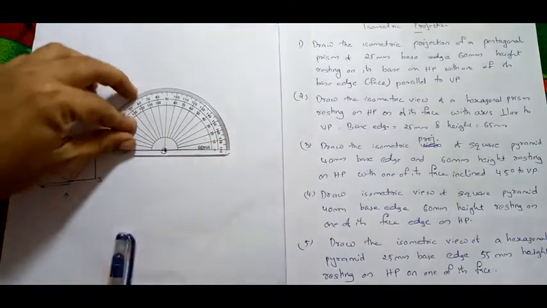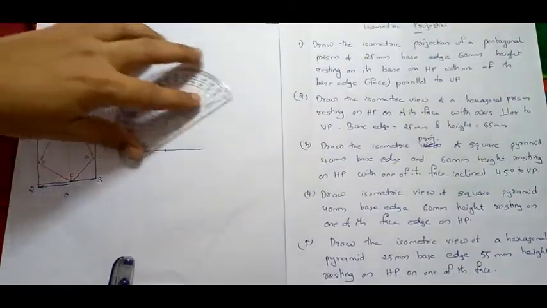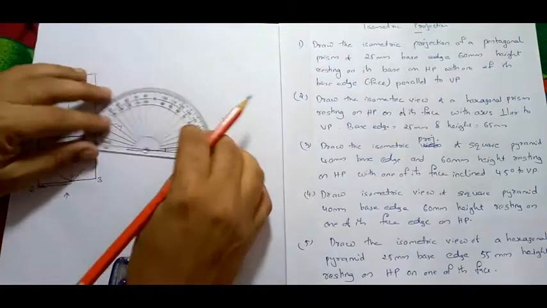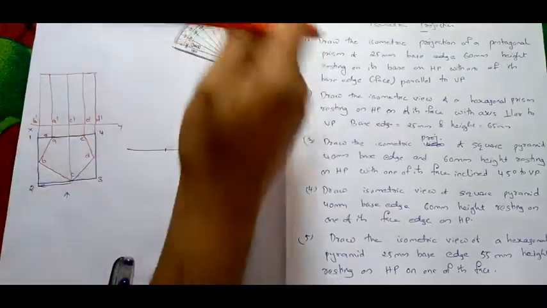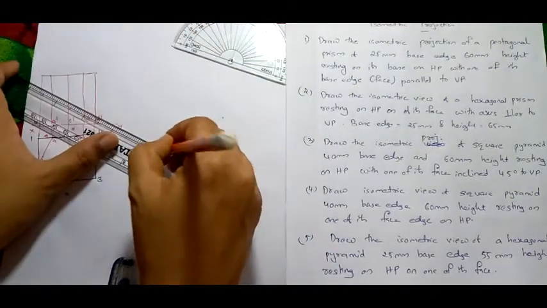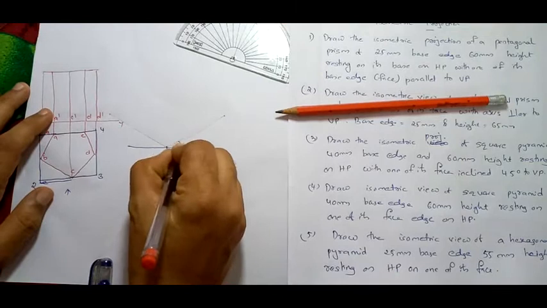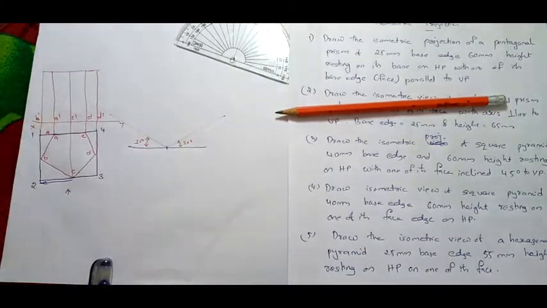Now base 30 degree, right? Take 30 degree, you have to draw a line. Simply draw lines taking 30 degree towards both sides, right? So these two are representing actually 30 degree lines. This is our static isometric projection.